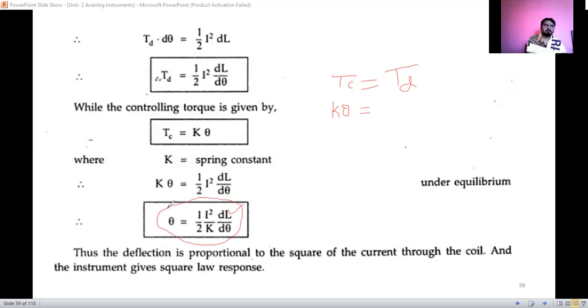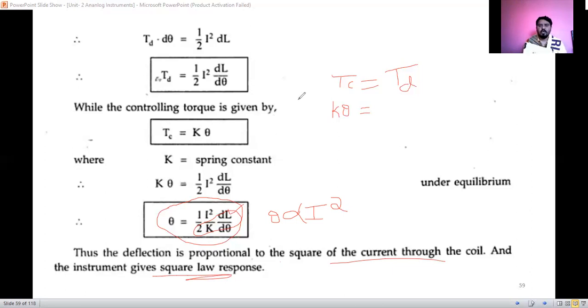From this equation, you consider these all are constant, so theta is directly proportional to I square. So here we have proved that the scale is not uniform. The angle of deflection is directly proportional to the square of the current. Thus the scale is not uniform. The deflection is proportional to the square of the current through the coil, and the instrument gives a square law response.